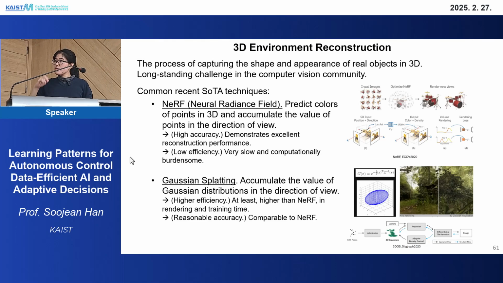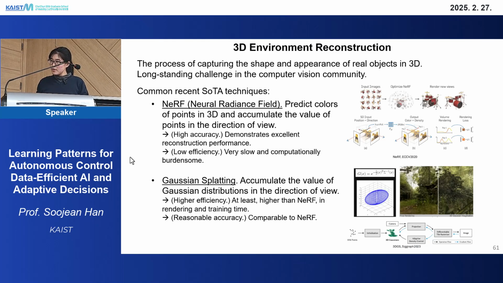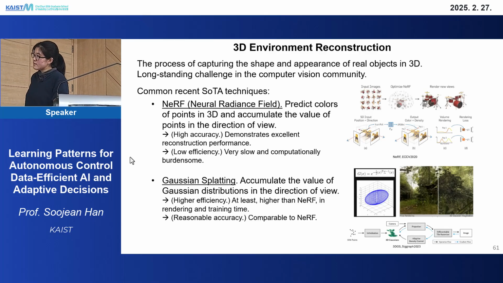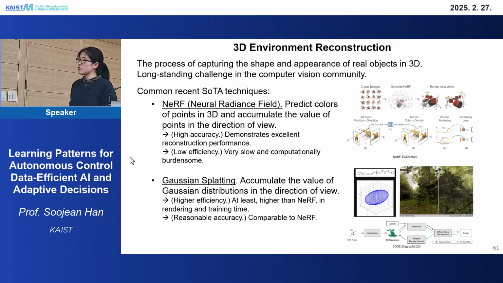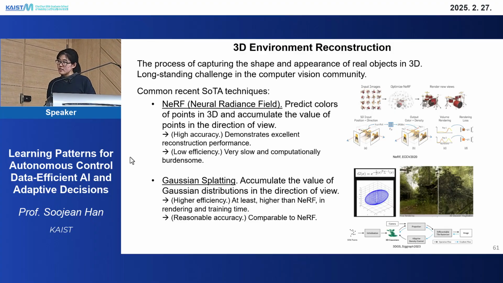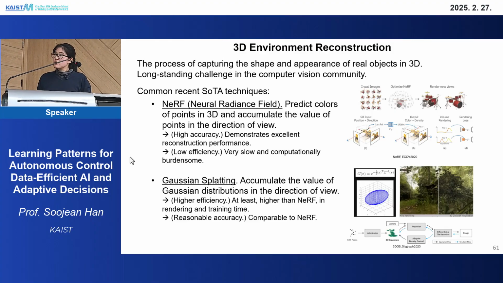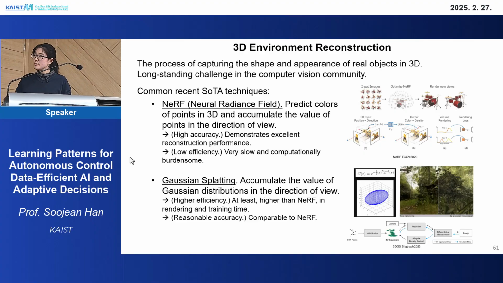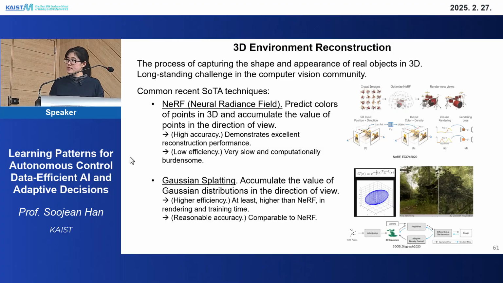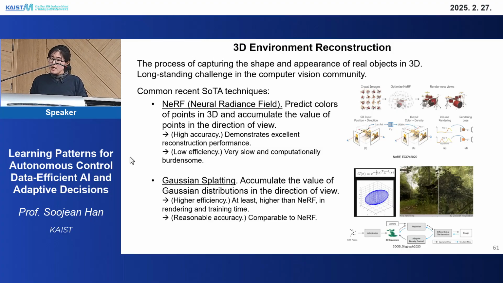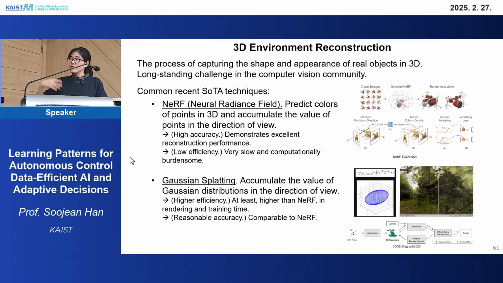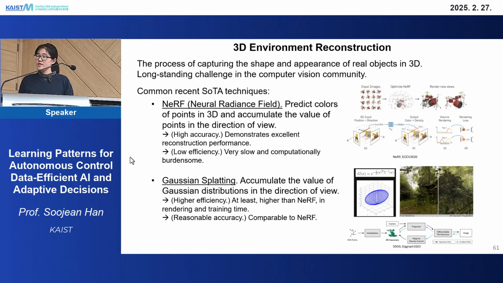On the other hand, a more recently emerged setting is Gaussian splatting, which uses a whole bunch of Gaussian approximations and then splats them to generate an image. It has higher efficiency compared to NeRF. It's still a little bit computationally burdensome, but it's better than NeRF. And it also has comparable accuracy compared to NeRF, in that the environment that it reconstructs accurately mimics the real thing.